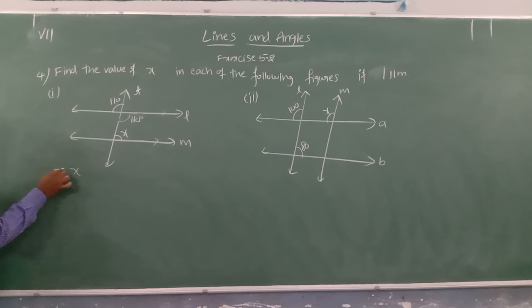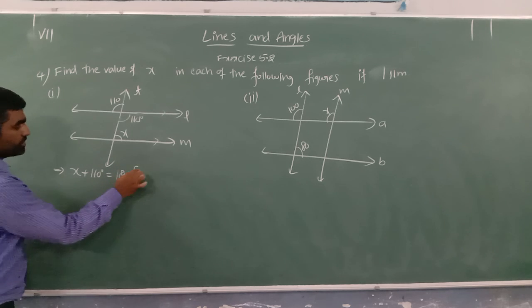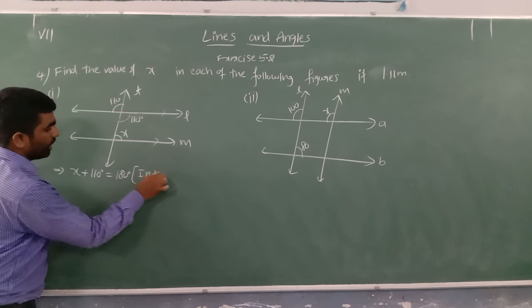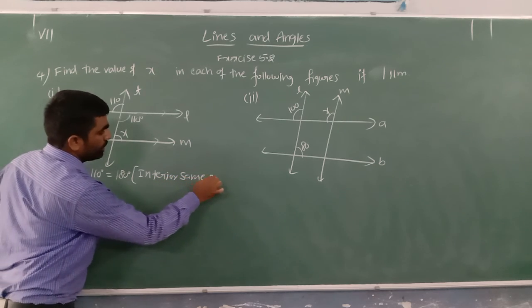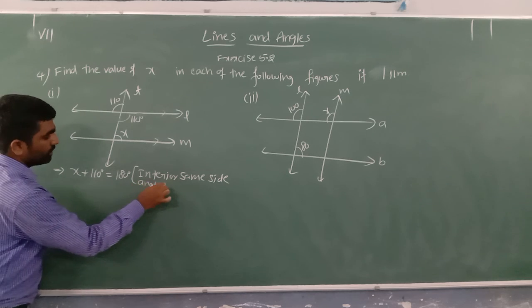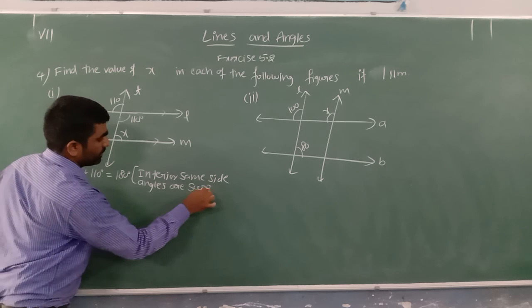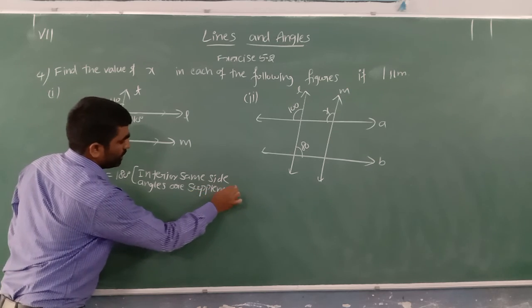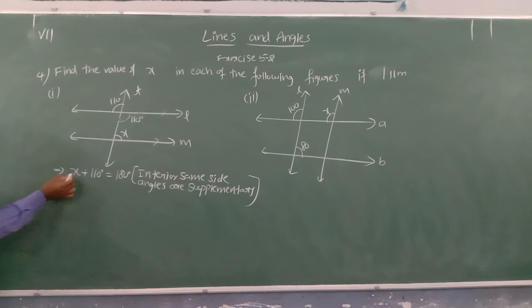So let me write here: x plus 110 degrees is equal to 180 degrees. The reason is both the angles are interior same side angles. Interior same side angles are supplementary. So based on this condition, we try to find x.